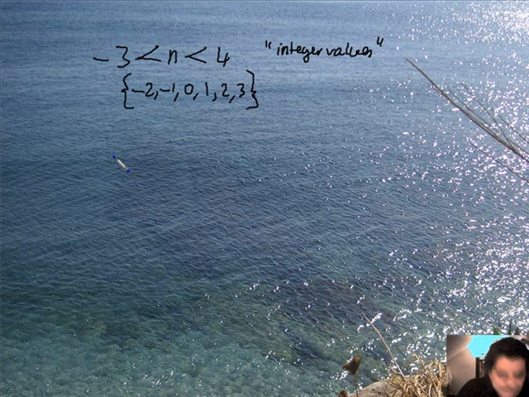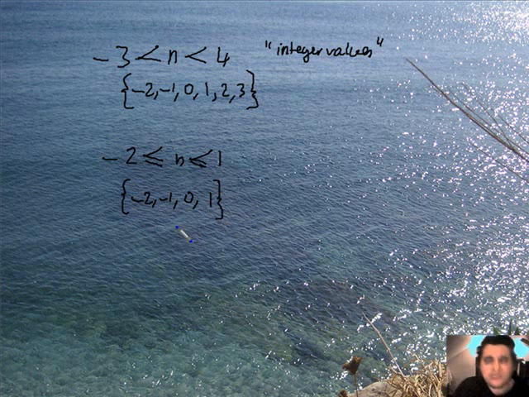Let's go for D. It says minus 2 is less than or equal to n, and that's going to be less than or equal to 1. So I'm allowed to be minus 2 because it says so. It says equal to. So I'm going minus 2, minus 1, 0. Am I allowed to be equal to 1? Yes, I am. N's got to be less than or equal to 1. So 1's allowed. Put in a beautiful little squiggly bracket. Looks ever so stylish. It'll impress the examiner.